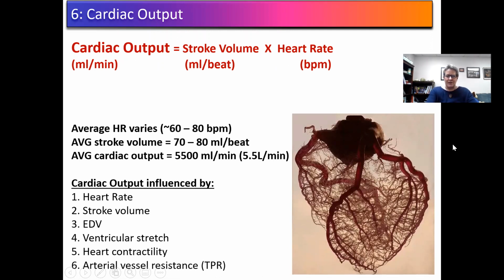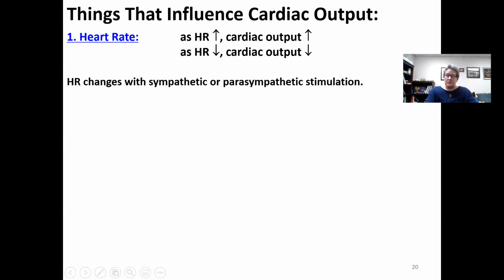So let's just look at things that affect heart rate. Obviously, if heart rate is part of the calculation for cardiac output, if heart rate goes up, cardiac output goes up. If heart rate goes down, cardiac output goes down. Now, heart rate, reviewed from the first lecture, can increase with sympathetic stimulation or decrease with parasympathetic stimulation.